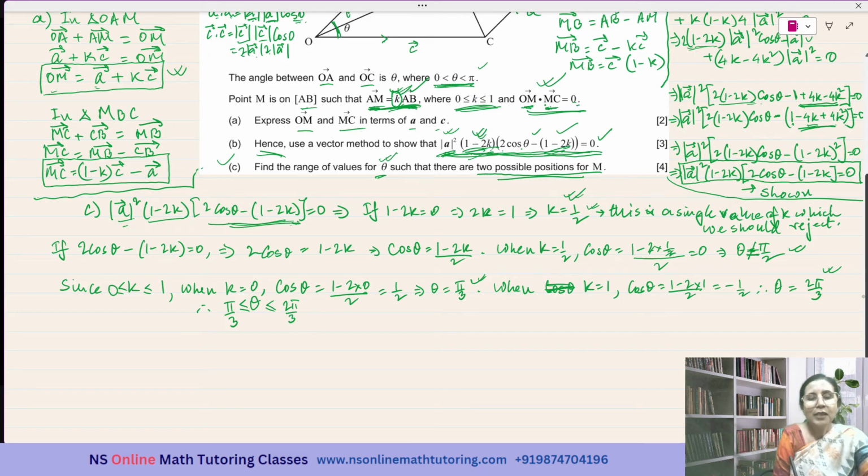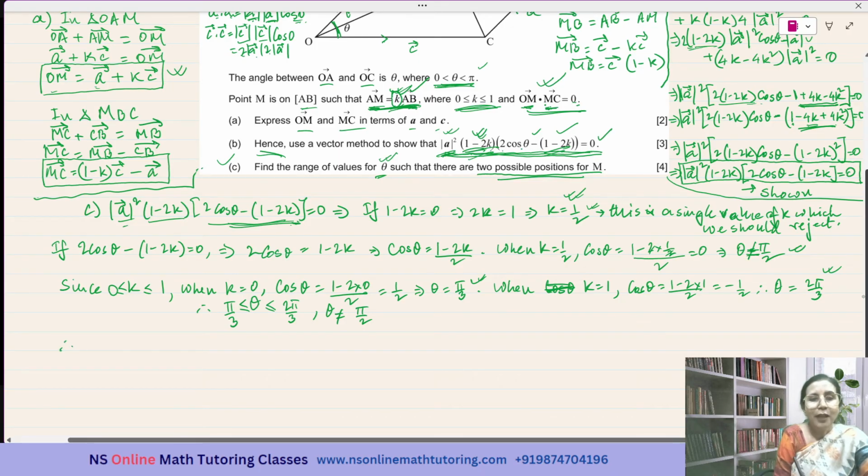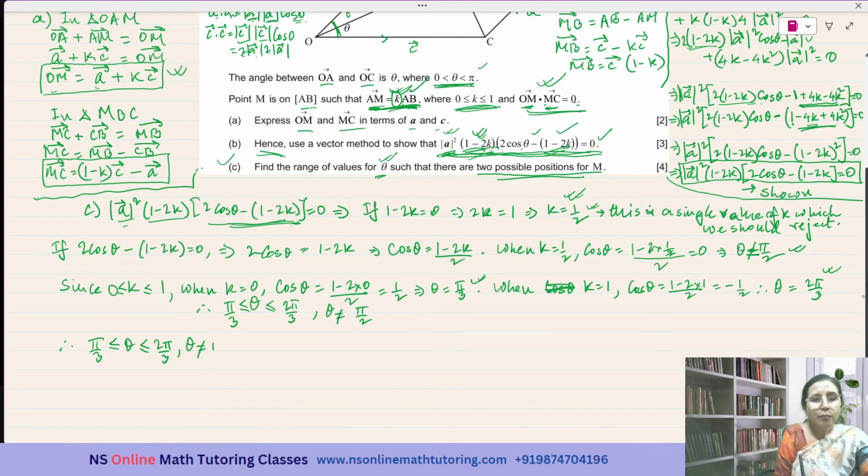Theta is between pi over 3 and 2 pi over 3. Theta is not equal to pi over 2. Let me write the answer once more in a nicer way. The answer is in fact the same. And theta is not equal to pi over 2. This is the answer.